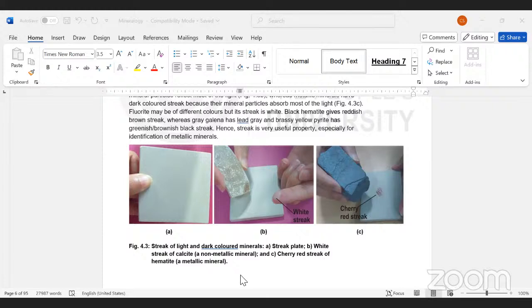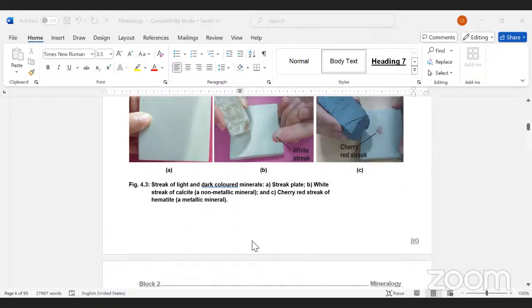So minerals are again divided into metallic minerals and non-metallic minerals. These two types of minerals are there. Metallic minerals will give color. For non-metallic minerals, we can see the powder is white in color. So this is the property of a streak.